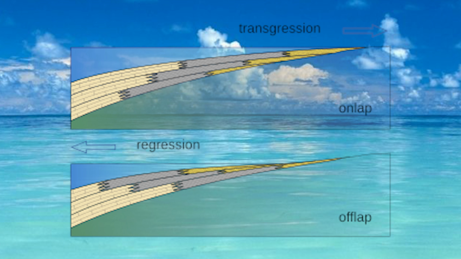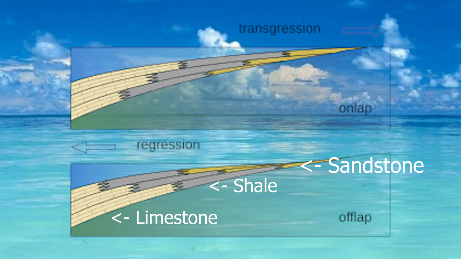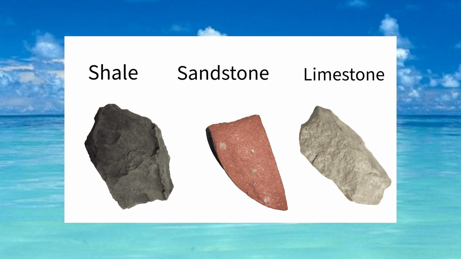In a regressive sequence, seas retreat. In these sequences, sandstone overlaps deeper ocean shale and limestone deposits, and in a transgressive sequence where ocean levels rise, the opposite happens. Essentially, a lot of sandstone, shale, and limestone is deposited over this period.